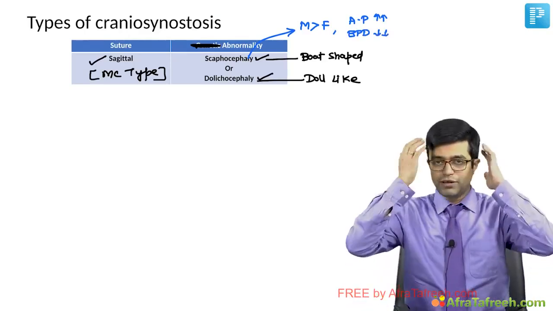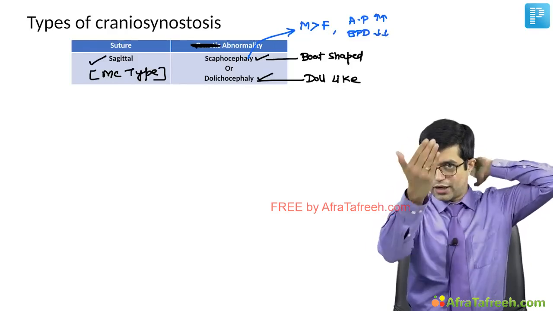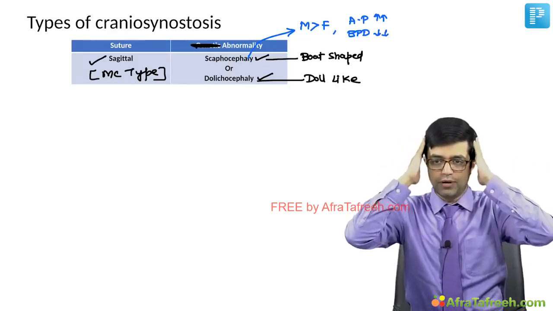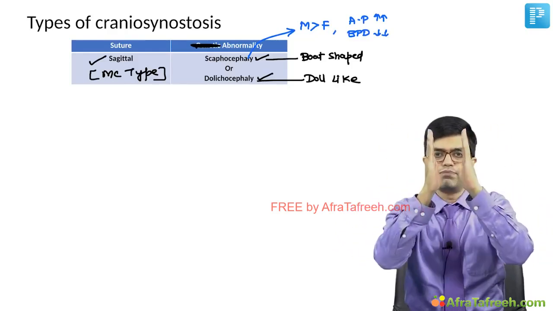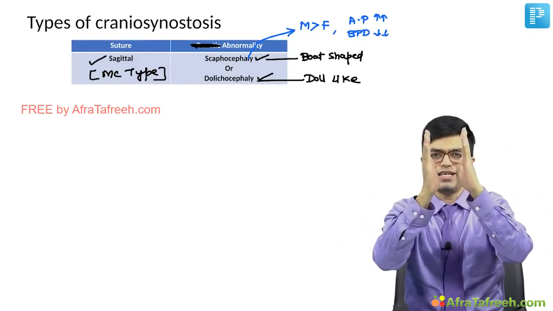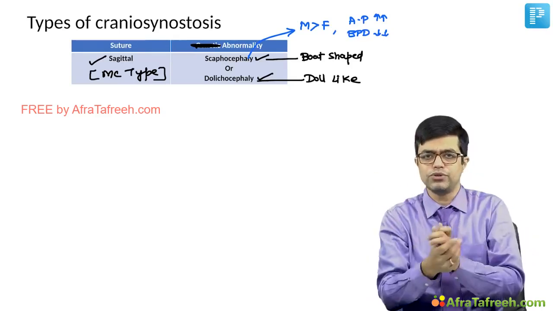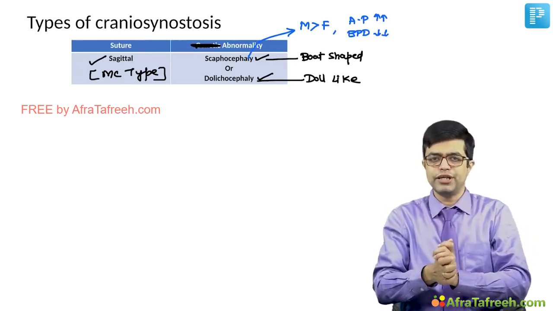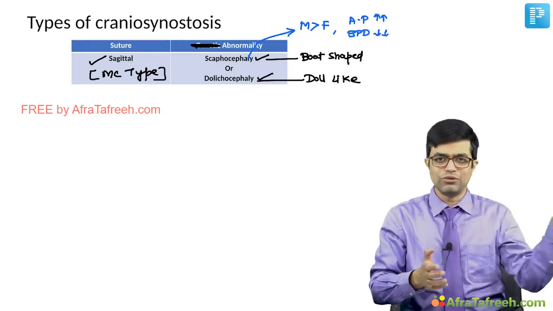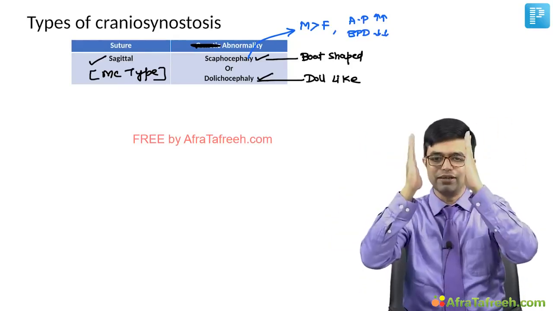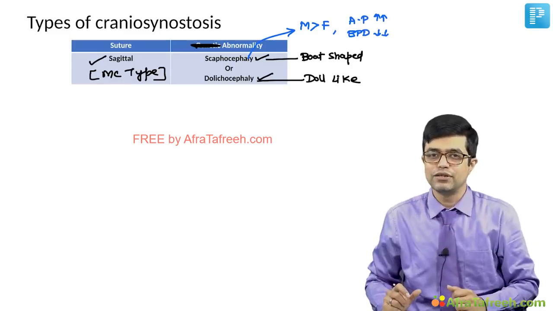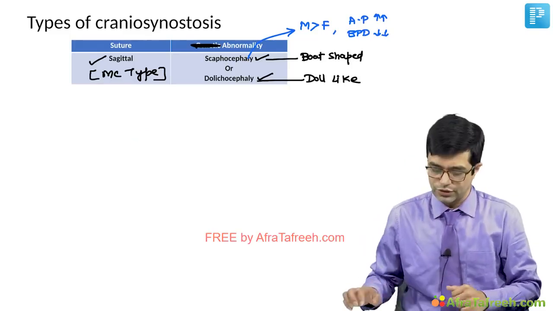So antero-posterior means this part is increased. BPD decreased means from here it has been compressed, flattened. It has been depressed like this, like you see in those cartoon movies, Tom and Jerry, where Jerry bangs a door and his head gets compressed like this. So that is typical sagittal suture induced craniosynostosis.